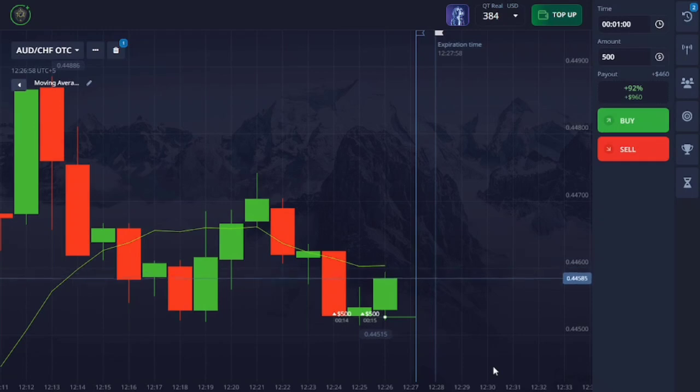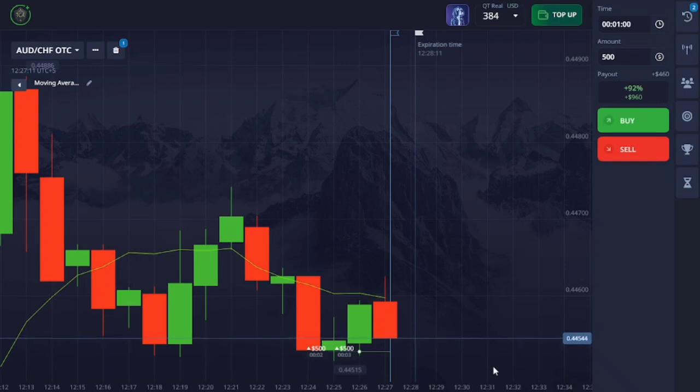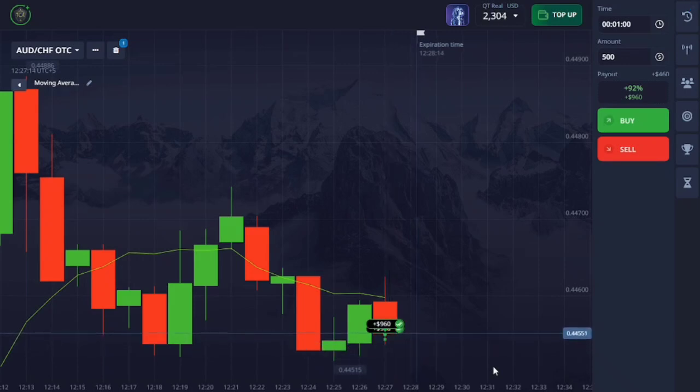Let's wait for the trade to close, and I am sure that our trade will be a win. And you can see that our trade has been successful and we have recovered our loss and also made a very good profit.